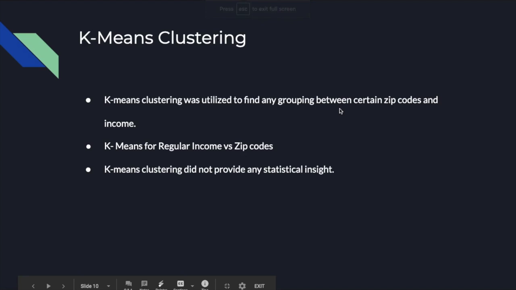Hello everyone, my name is Surendra, and for this project I worked on two models. One was k-means clustering and the other one was decision tree classifier. Today I'm going to talk about the k-means clustering model that we worked on for this project. So basically we wanted to use k-means clustering to find any grouping between certain zip codes and income based on the data set, and in order to do that we used regular income and zip codes from the data set.